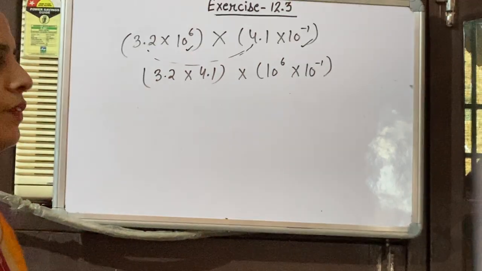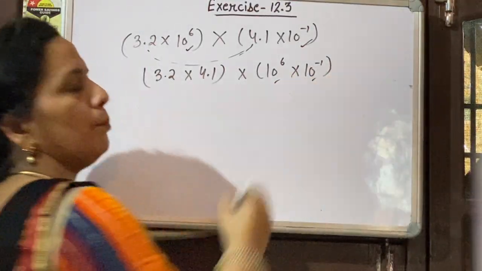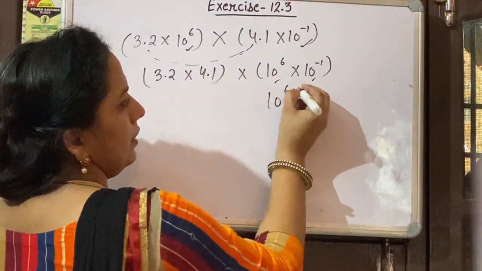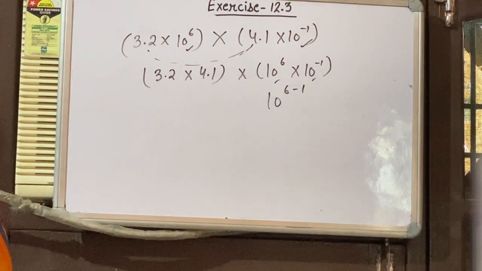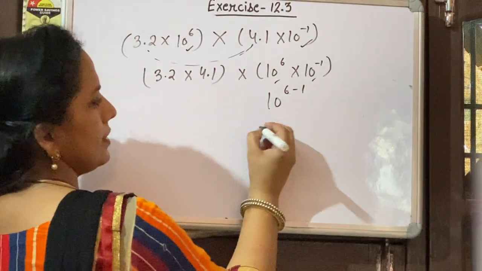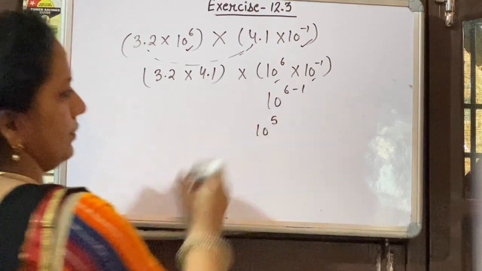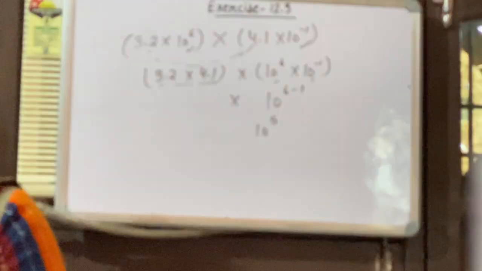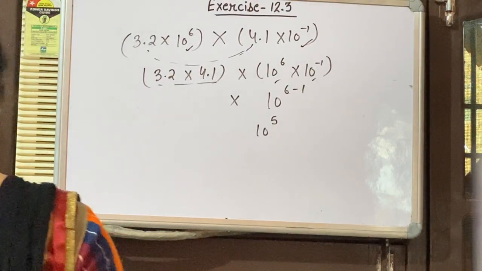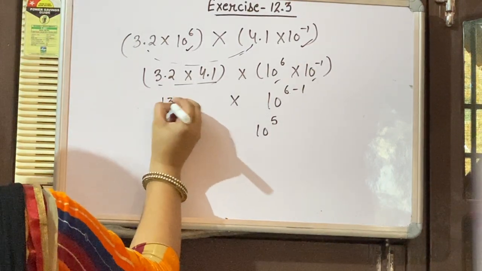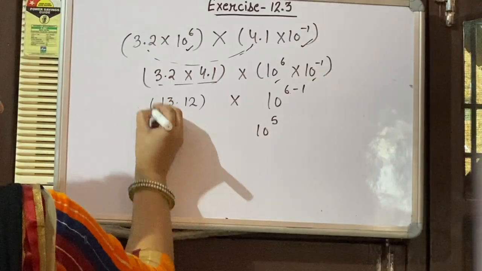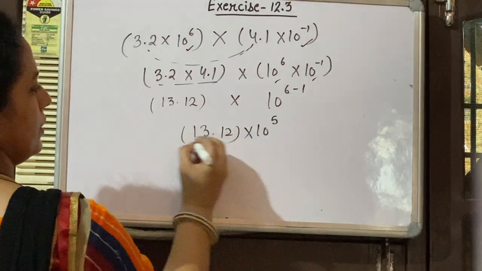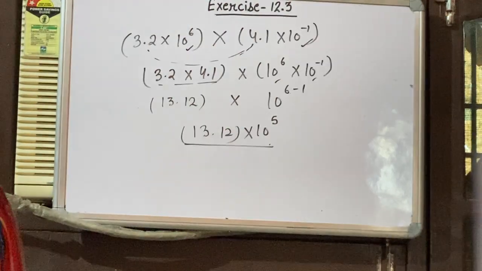And we know it very well, if the base is the same then the powers must be added. So here we can write 10 raised to power 6 minus 1, that means 10 raised to power 5. Multiply those terms, then we get 13.12. So this will be our final solution. Okay.